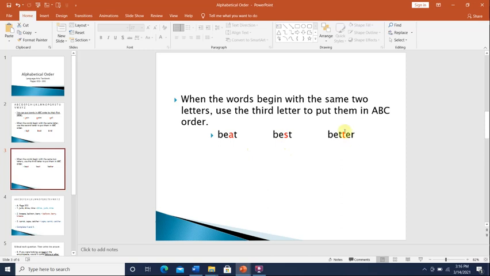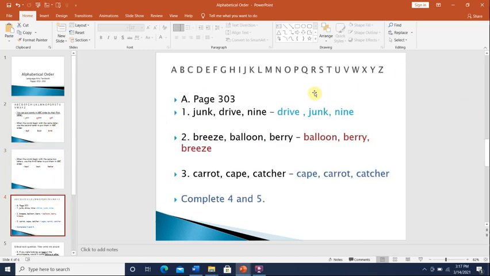Okay, so now we're going to go to page 303 and we will organize the questions that we have. On page 303, we have three words. Of course, here I wrote the ABCs on top to make it easier for you. But if you can do it without looking at the ABCs, it would be great.